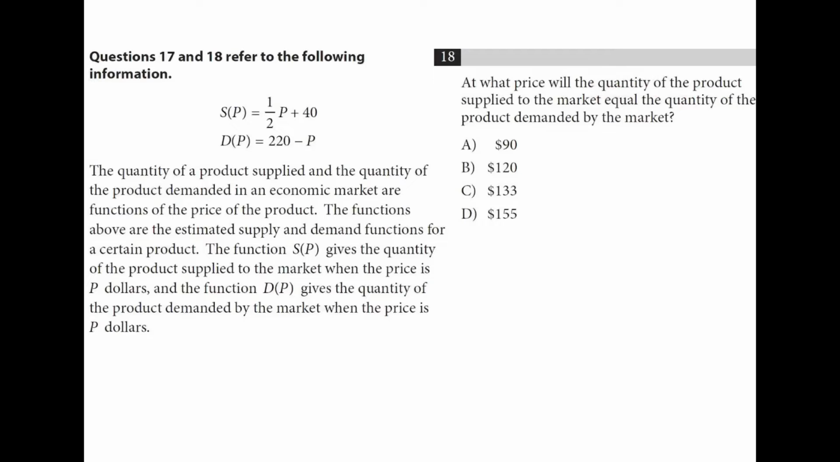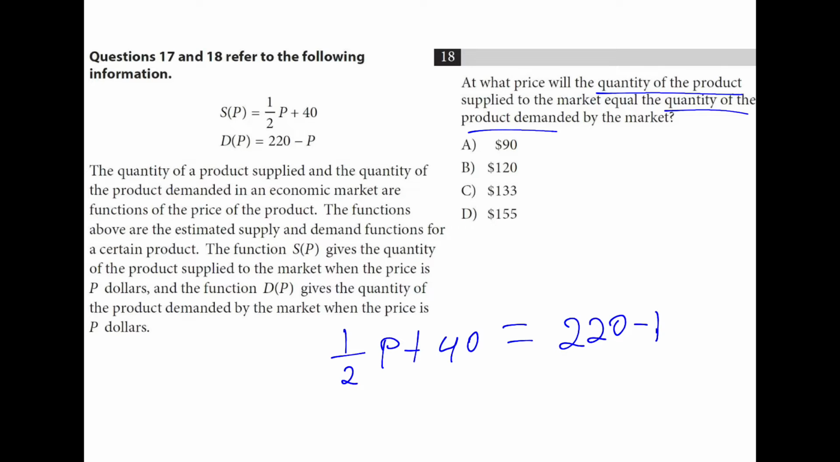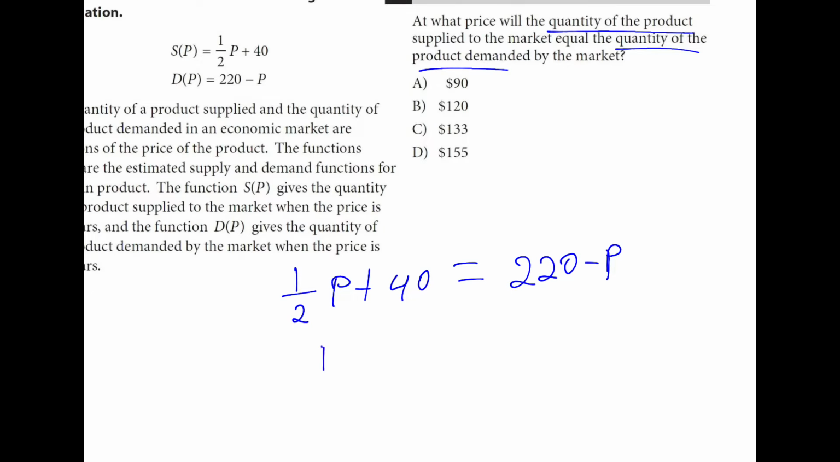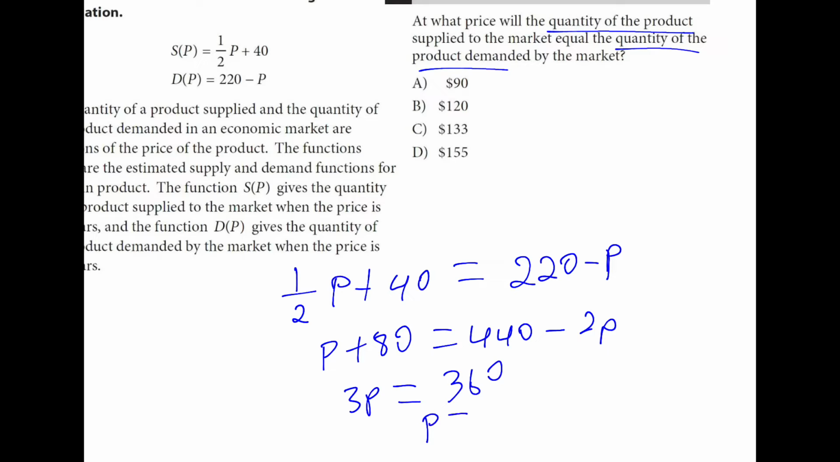This one is saying, when will these two equations, the quantity of the product supplied and the quantity of the product demanded, be equal? So when is 1/2 P plus 40 equal to 220 minus P? I could double everything, so I have P plus 80 is equal to 440 minus 2P. 3P is equal to 360. P is equal to 120.